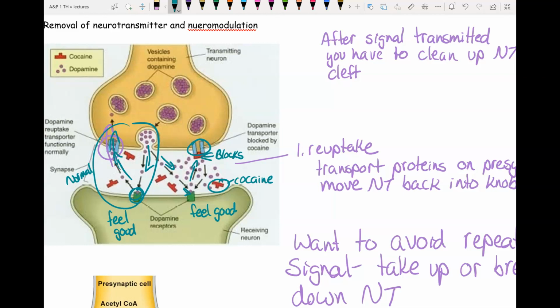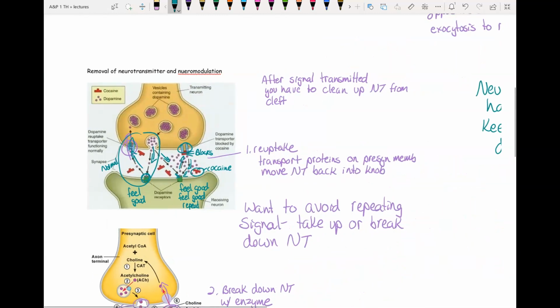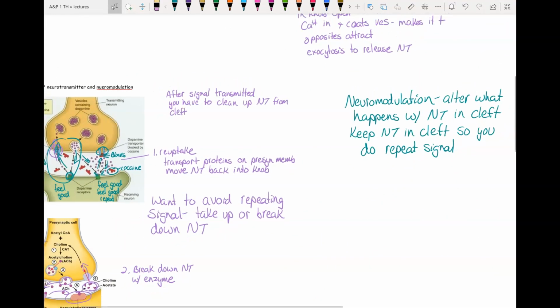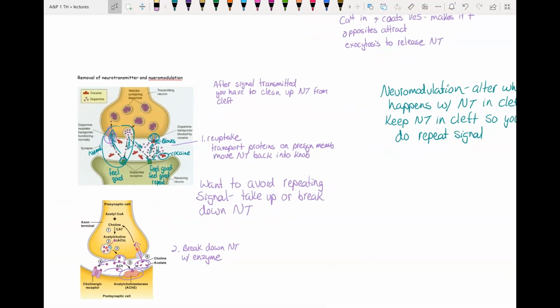If you have cocaine, you release the dopamine, it binds, you get that feel-good signal, and then when the dopamine goes to go back, its way is blocked. It can't get back in to the synaptic knob. So then it bounces back and it binds again. So then you get another feel-good signal. And this just keeps repeating over and over. Every time the dopamine tries to get back in, the cocaine is there blocking its way, so it bounces back, binds to the receptor again. And then you repeat the signal.